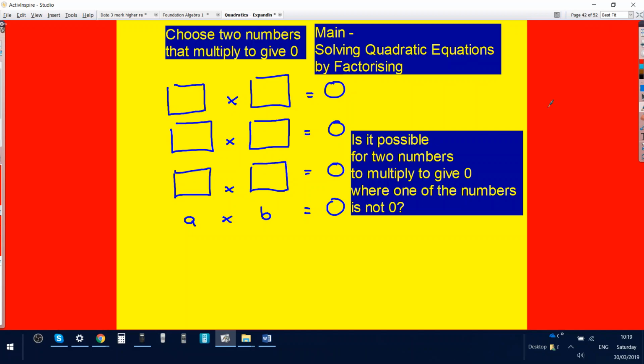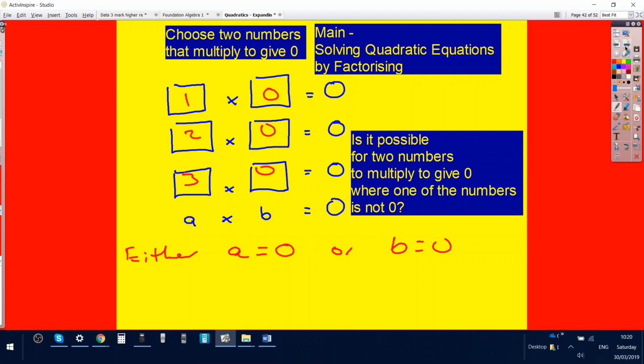So a pair of numbers that multiply to make 0. Would it be 1 and 0, 2 and 0, and then 3 and 0? Is it possible for two numbers to multiply to give 0 where one of the numbers is not 0? No, because if you times it by 0, it'll always be 0. And that's it. So you know for this one, A is the first number, B is the second number. Either A is 0 or B is 0, if you see that two things multiply to make 0.